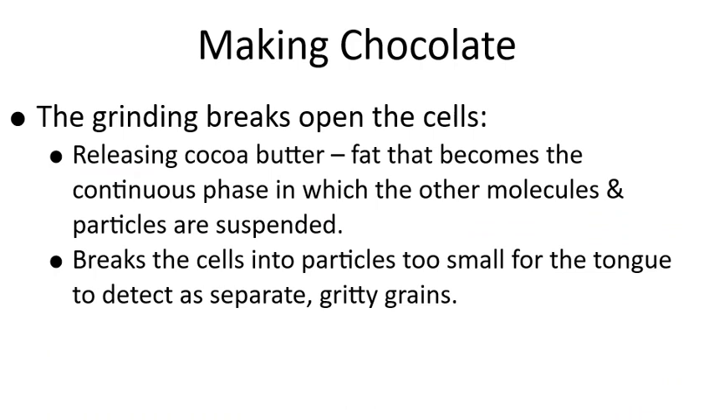The grinding process breaks open any cells not broken open during the fermentation process. This releases most of the cocoa butter, the fat that becomes the solvent. That is, the fat is the phase in which the other solute molecules are dissolved and the particles are suspended. The grinding breaks the cells into particles too small for our mouths to detect as separate gritty grains. Without this process, chocolate would have a texture similar to sandy butter. Parts of it would be creamy, but the grittiness would be quite annoying.